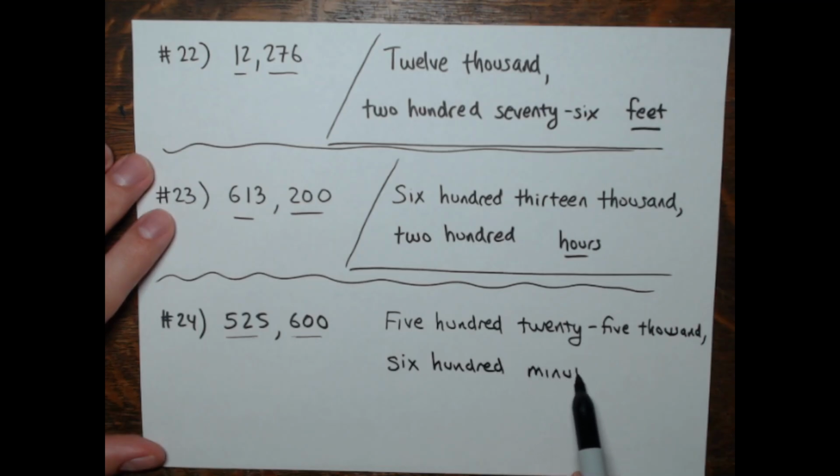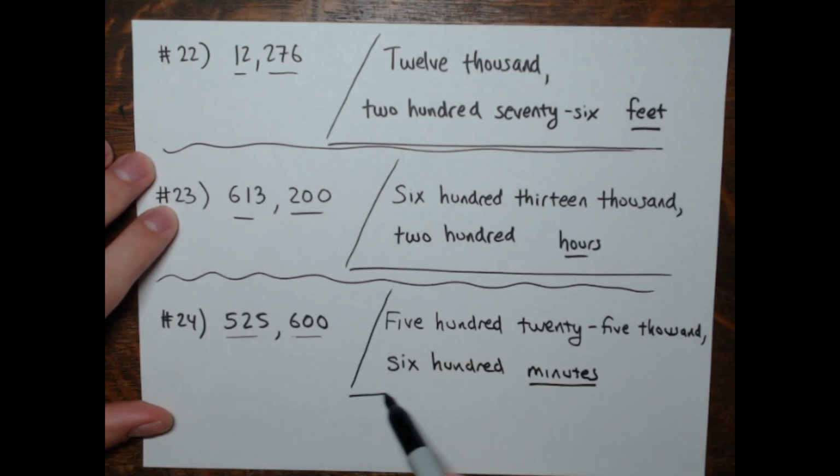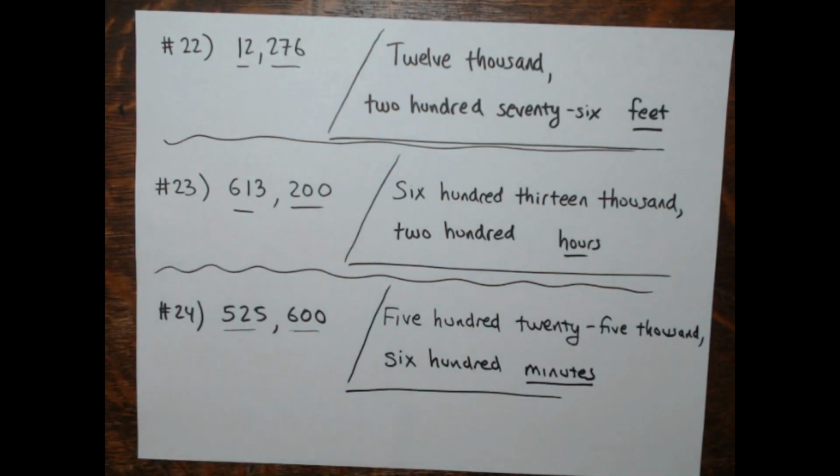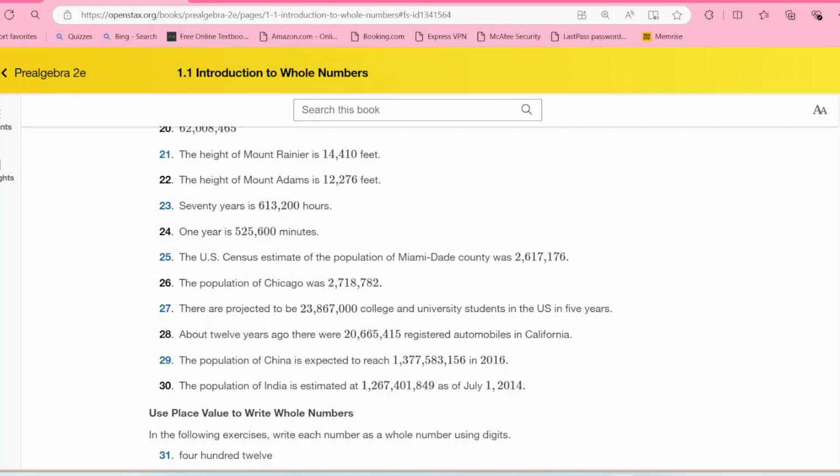And this was minutes, right? Minutes in a year, 525,600 minutes in 1 year. In words. Great. All right, so then number 25.